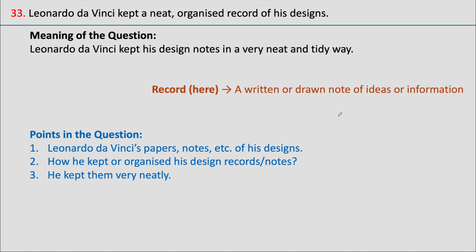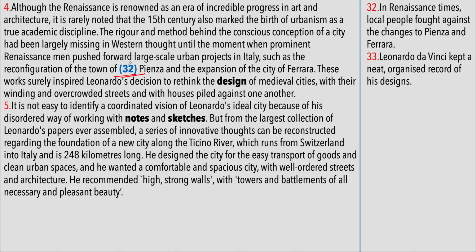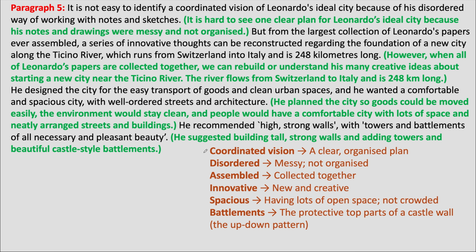Leonardo da Vinci kept a neat, organized record of his designs. We are looking for how he kept his papers and notes in a neat, organized way or in a messed up, unorganized way. This is where we got the answer to the previous question. Design is mentioned in the same paragraph, but notes and sketches are mentioned in the next paragraph. Notes and sketches could mean the records. These are the meanings of some words from paragraph 5, and in green color, each sentence is explained. You can come back to these if you have difficulty understanding any part.